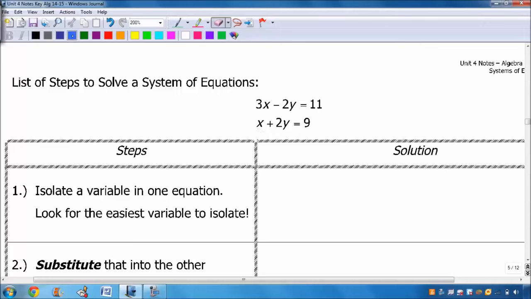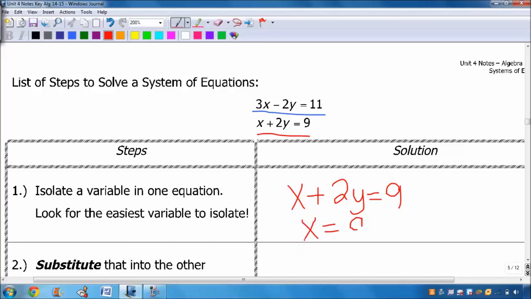So what I'm going to do is color code my equations so you can see what I'm talking about. I'm going to color code the top one blue, and the bottom one, I'm going to color code it red. So x plus 2y equals 9. In order to isolate the x, I'm just going to subtract 2y from both sides. So I get x equals 9 minus 2y.